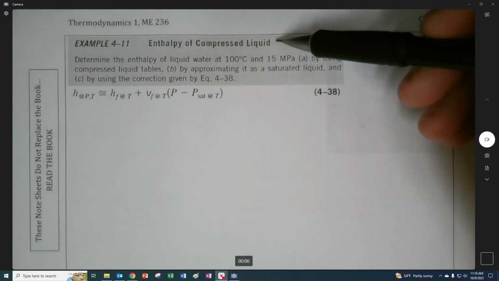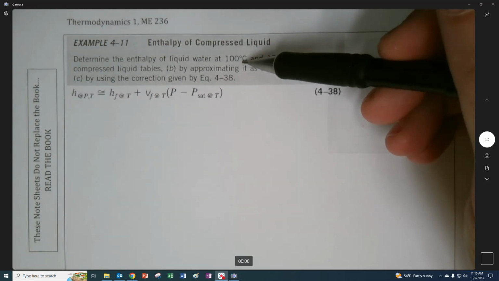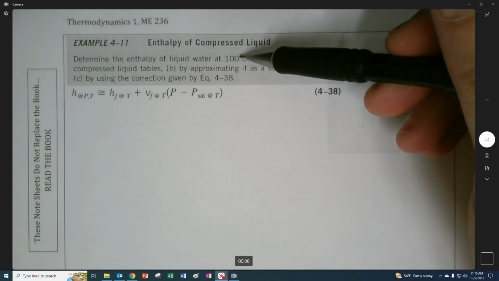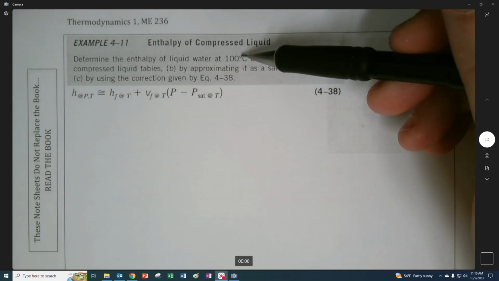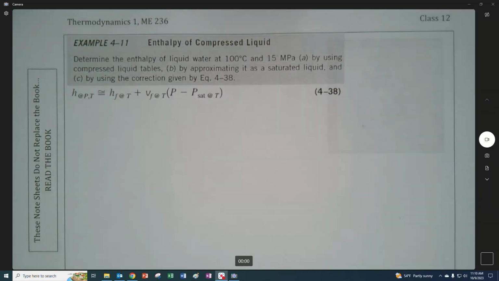I want to find the enthalpy of a compressed liquid, and we're going to use a couple different methods. First, we can find it by looking it up, right? It just so happens that we're lucky enough, at 15 megapascals and 100 degrees Celsius, that we can find the value in the compressed liquid tables. That's not always possible. It's not an extremely well incremented table, but this particular one happens to be in there.